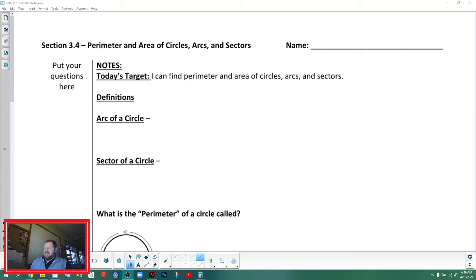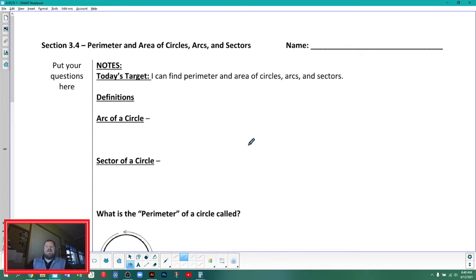Hello and welcome to the section 3.4 lecture today for Algebra 1 Part 2. Today we're going to take a look at perimeter and area of circles, arcs, and sectors.